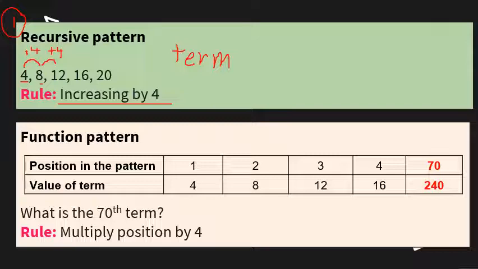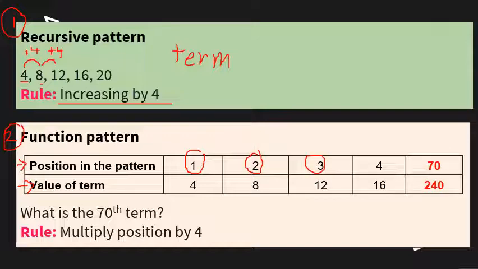What I'd like you to move on to now is thinking about function patterns. So here we've got 2 different rows and we have columns as well. And the rows are actually labeled. So the first one here is the position in the pattern and the second one is the value of the term. So position in the pattern, number 1, this is the first number that's going to appear in the pattern. Second number, and so on. So let's look at this again.